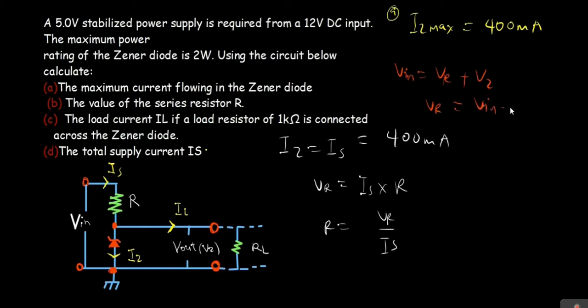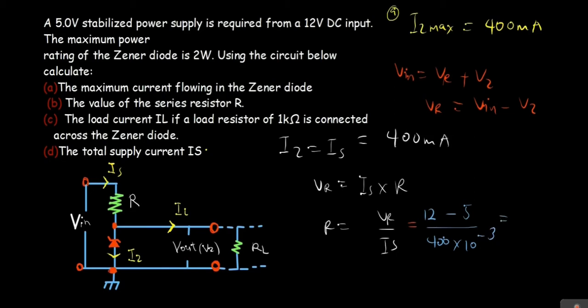V input minus VZ. So the voltage in the resistor will be equal to the voltage from the source minus the voltage in the Zener diode. The voltage from the source is given to be 12 volts. So that will be 12 volts minus the voltage in the Zener diode, which is 5 volts. That will be 12 minus 5 over Is, which is given to be 400 milliamperes. So that will be 400 times 10 to the power minus 3. Let's see the answer we get for this.